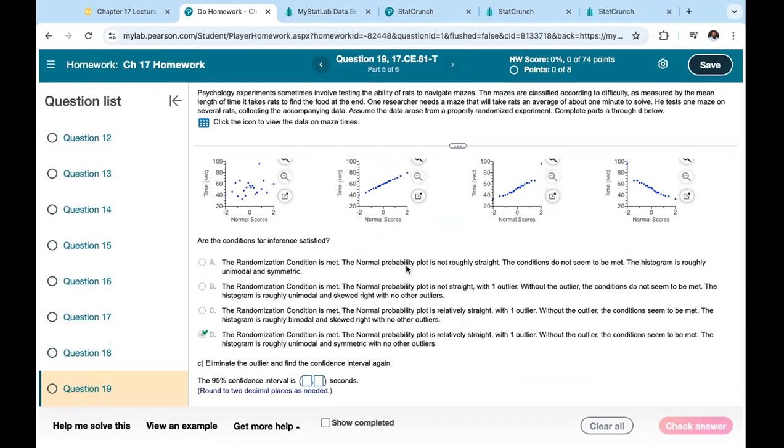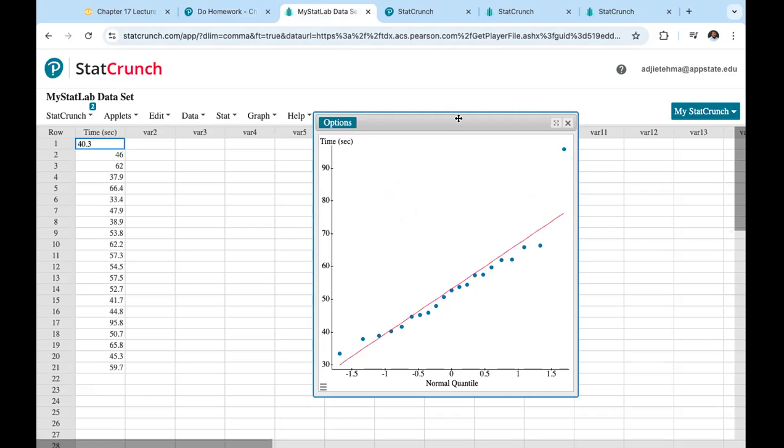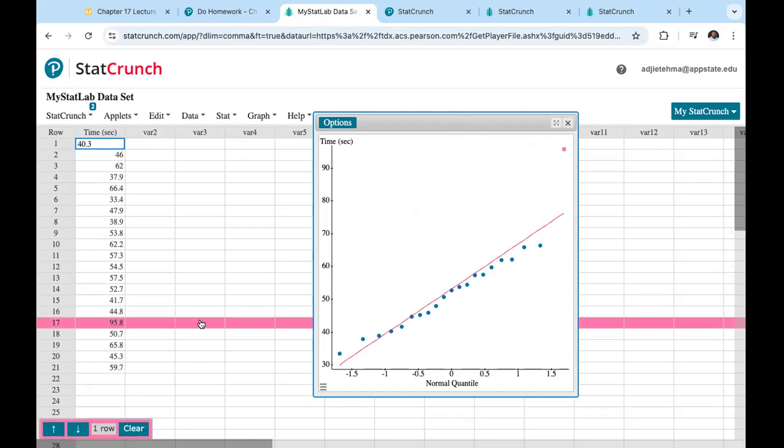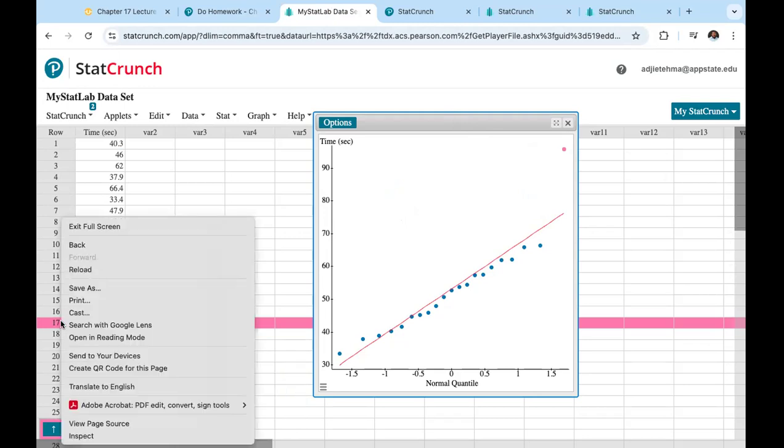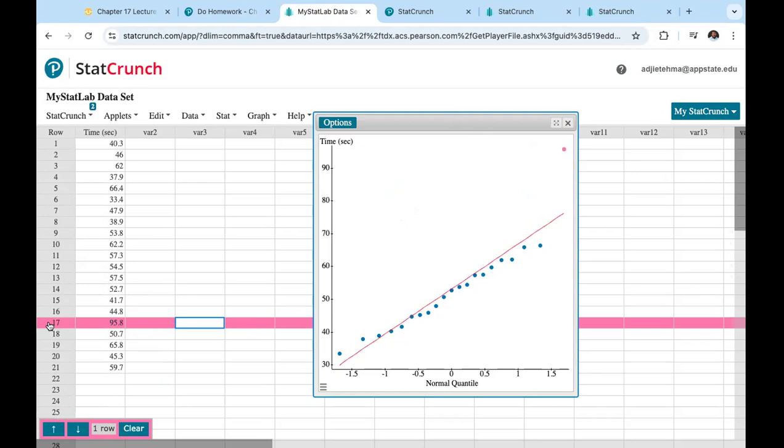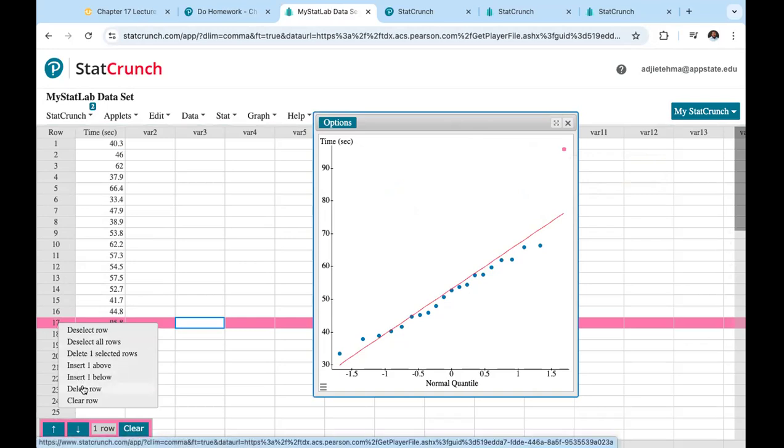And the next one is saying that you should eliminate the outlier and find a confidence interval again. How do you do that? So you come here. How do you eliminate the outlier? Just click on the outlier here. Okay, this is the outlier. When you click on this, it shows you where it is. And then go on that and then delete that row. So you can see I delete the row.